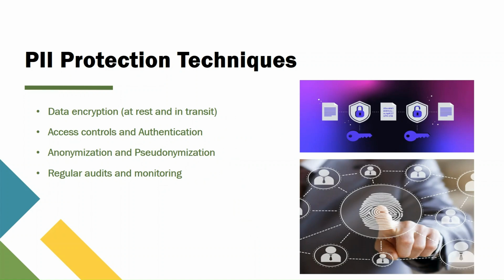Now, what are the PII protection techniques? There are several PII protection techniques, which are data encryption, access control, authentication, anonymization, and having regular audits and monitoring. All these are techniques to protect PII. Data at rest means the data which is already stored in some place, and data in transit means the data which is being used and is moving across the network.